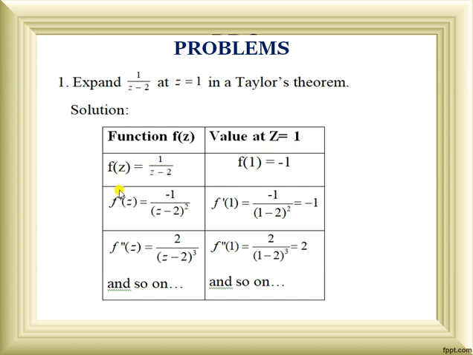Next I am finding the first derivative of f of z with respect to z. The derivative of 1 by z minus 2 is minus 1 by z minus 2 the whole square. When I replace z equal to 1 here, I will get minus 1. And f double dash of z: while differentiating 1 by z minus 2 the whole square, I will get minus 2 by z minus 2 the whole cube. Minus 1 into minus 2 becomes 2. Now I am replacing z, that means z equal to a. A is 1, so f double dash of 1 value is 2, and so on.